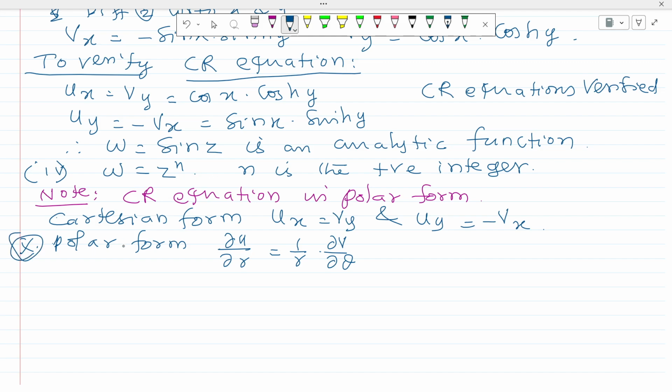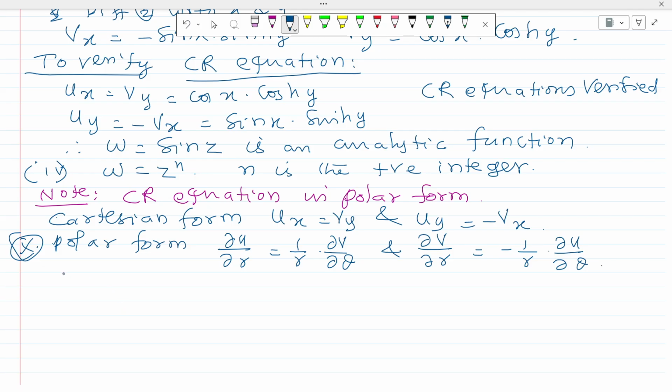Please make a note of this. Dou u by dou r equal to 1 by r dou v by dou theta. That is one. Second one: dou v by dou r equal to minus 1 by r dou u by dou theta. So you have to remember two formulas, one for Cartesian, second one for polar. Okay.